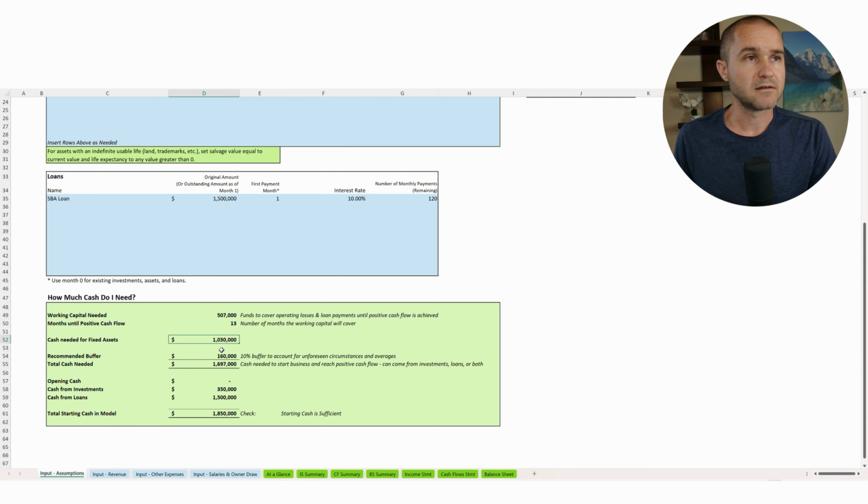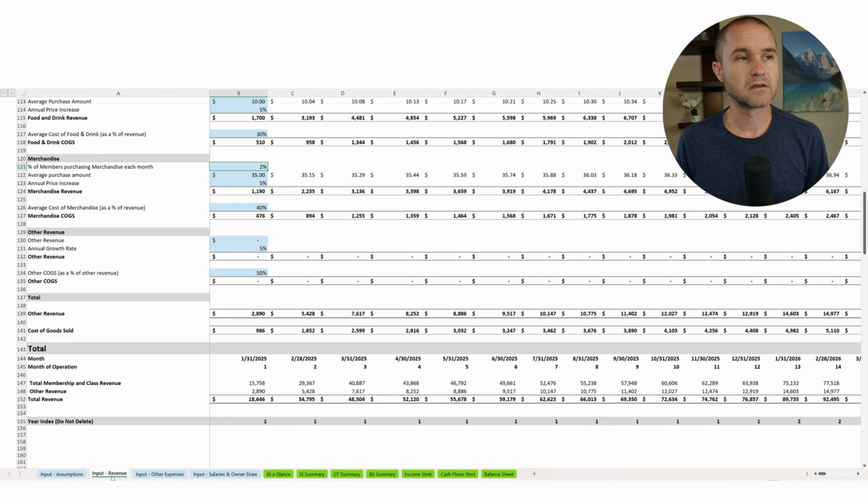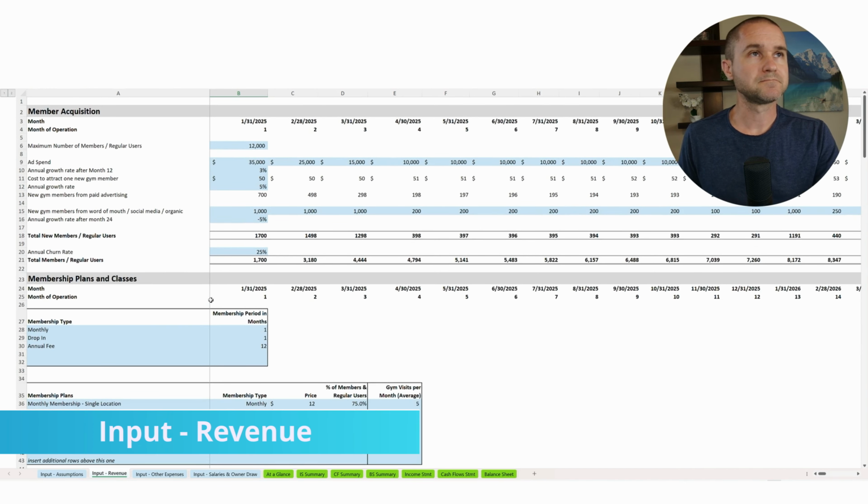We have $1,030,000 in need for fixed assets, and then it recommends a buffer. It kind of rounds that up. So it says our total cash need here is just under 1.7 million, and we've got cash from investments of $350,000 and a $1.5 million loan, giving us a total of that 1.85. So it says, hey, starting cash is sufficient. So what I would recommend you do, don't worry too much about this table until you're done. Once you have completed the projections, come back, look at this table and see if it thinks your starting cash is sufficient.